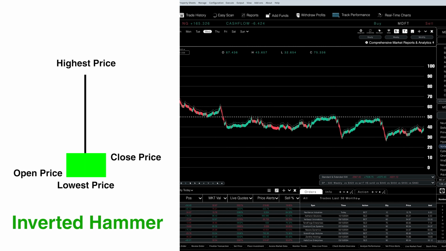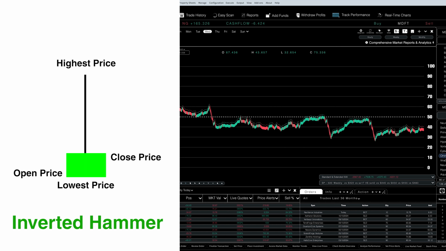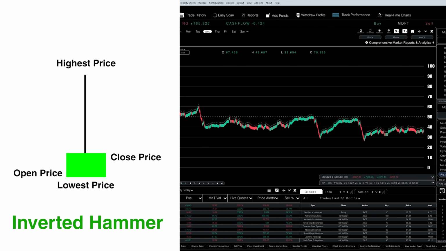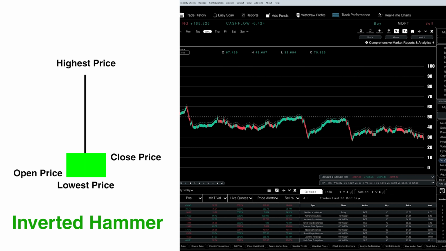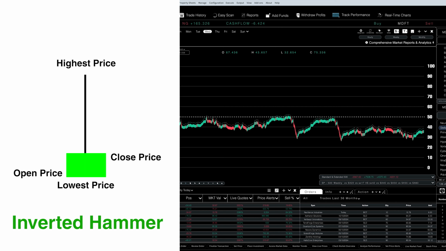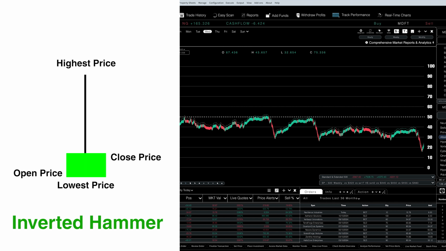Let's also talk about psychology. When you see an inverted hammer, don't rush. Don't feel like you're missing out. The market will always give you another opportunity. Patience is what separates consistent traders from gamblers.